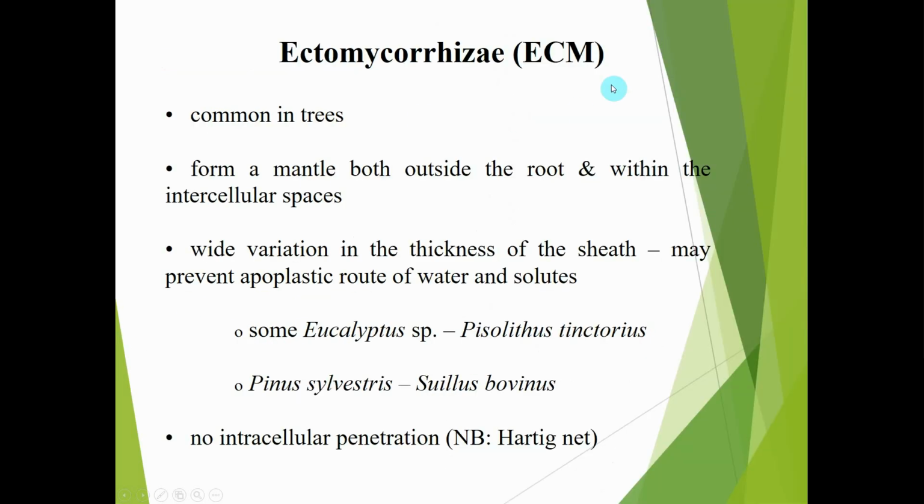So ECM, we've already discussed this. We know that it forms a mantle both outside the roots and within the air spaces. It goes around the cortex cells. It does not penetrate. There's no intracellular penetration. It does not go into the cortex cells, and as a result, that is called hartig net.